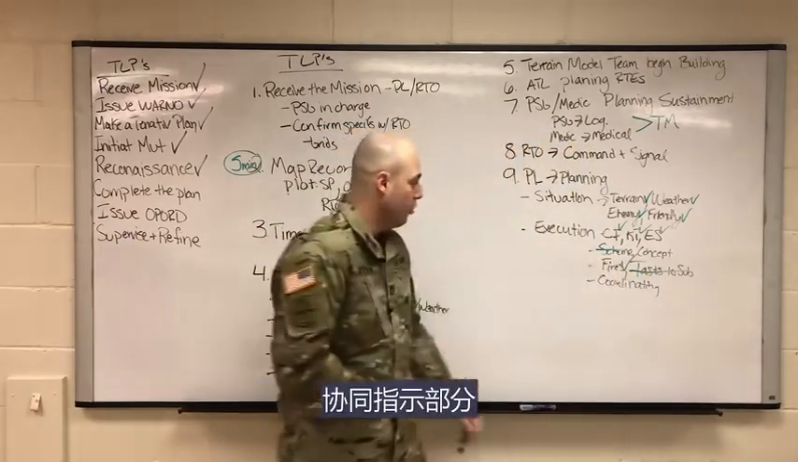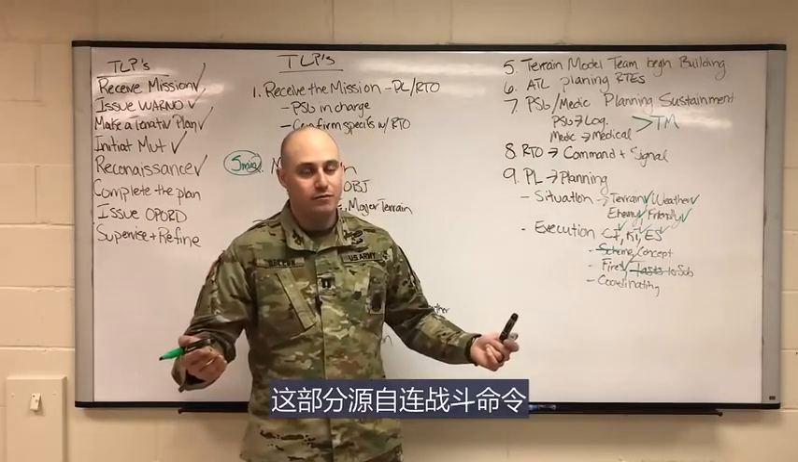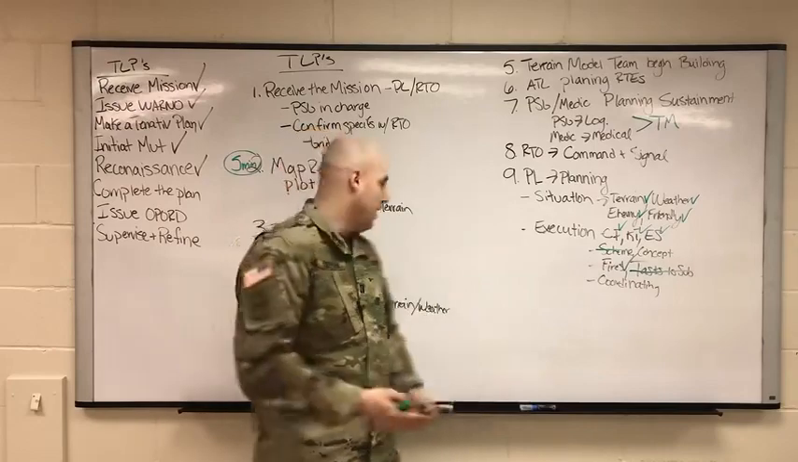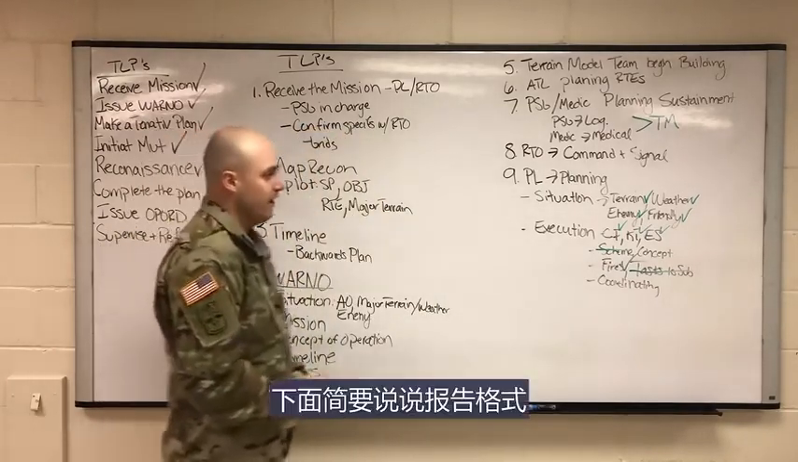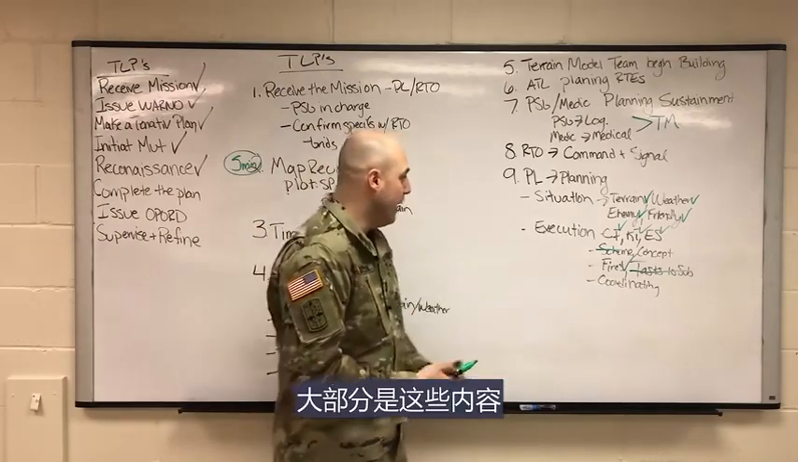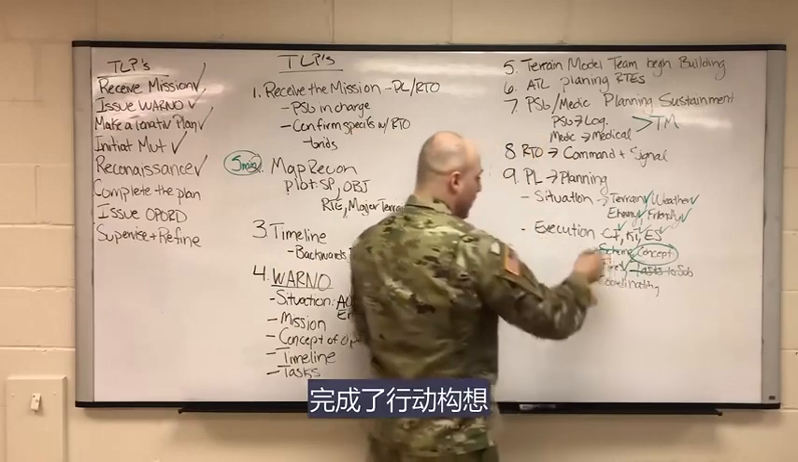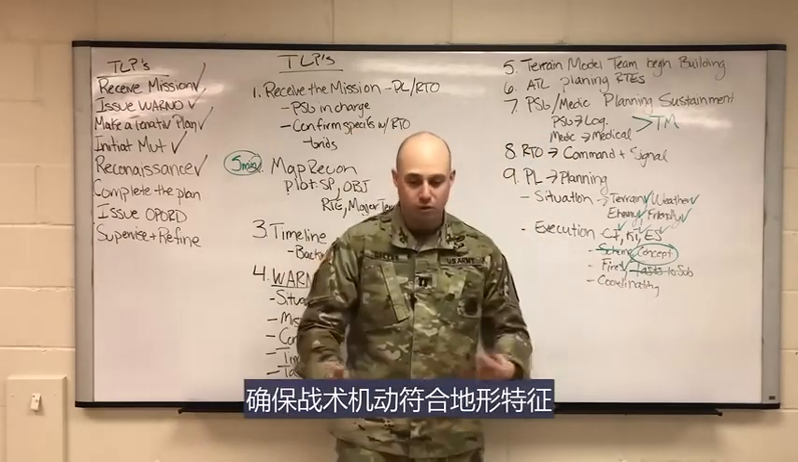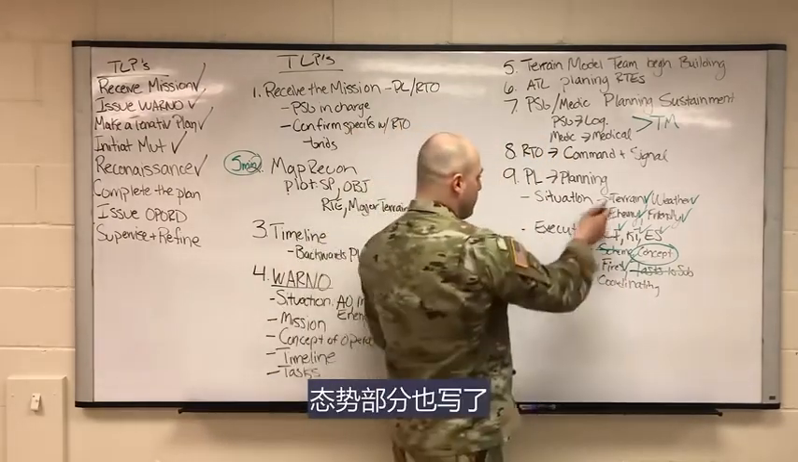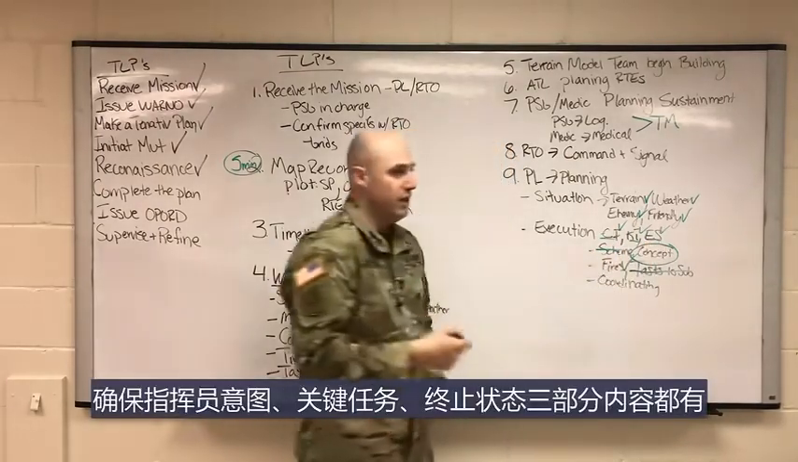It's already written. Coordinating instructions, I'm going to have to recite my PIR, which I got basically from the company level op order. I already made my timeline, all right? And I might talk about reports and uniform a little bit, but there's not much there. If you think about it, really, you just kind of have to organize your concept of operation and make sure your scheme of maneuver works with the terrain that you're in, and then write up your situation paragraph, all right? And just make sure that these three are good as well, your intent, your task, and your end state.